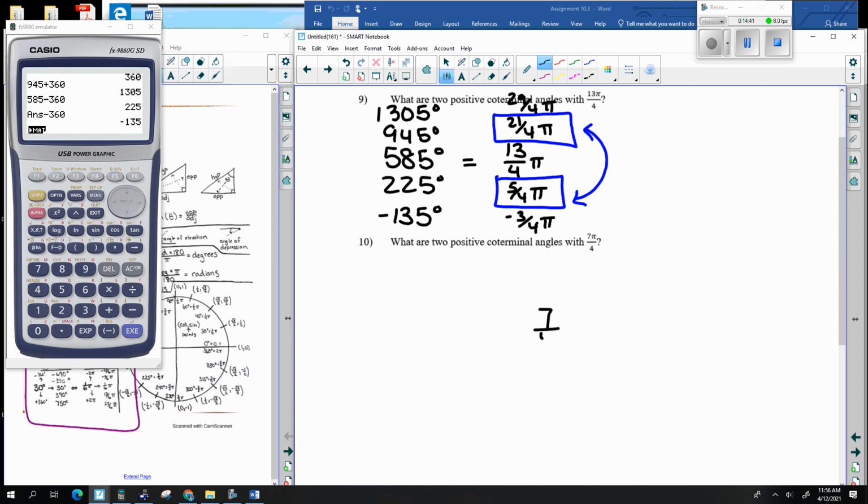All right, same idea, 7/4. So 7/4 times 180 is the same thing as saying 315 degrees. All right, here we go. So 7/4, let's add circles. So we have 15/4 and 23/4, most likely going to be my answers. And 7/4, 7/4 minus 2's.